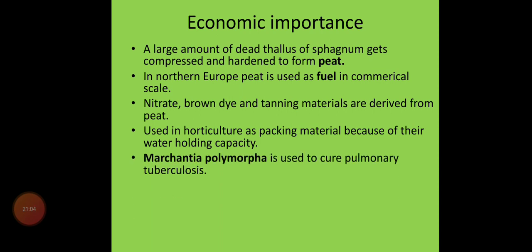And then some bryophytes like Marchantia polymorpha are used to cure pulmonary tuberculosis, TB. Marchantia polymorpha is a bryophyte mainly used to cure tuberculosis. Some bryophytes are used as food, especially by tribal people: Sphagnum, Bryum, Polytrichum.